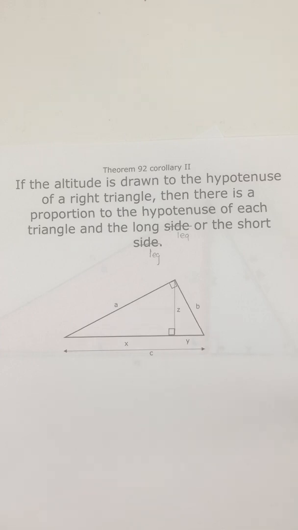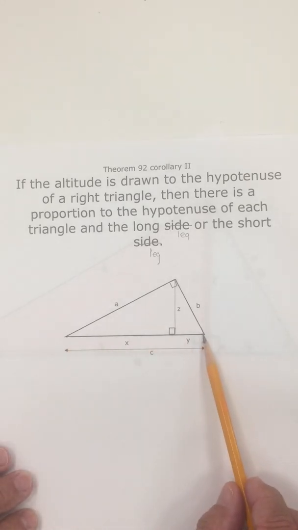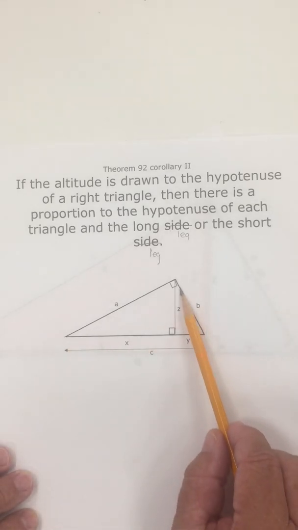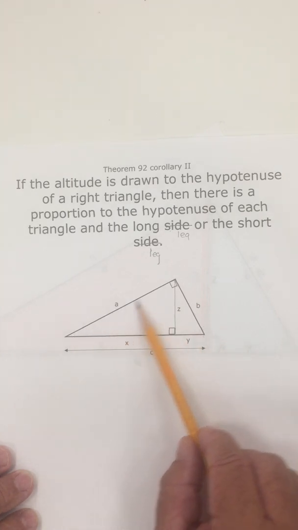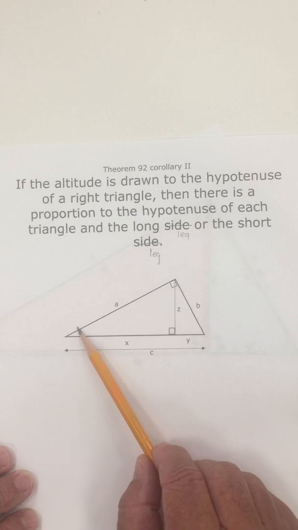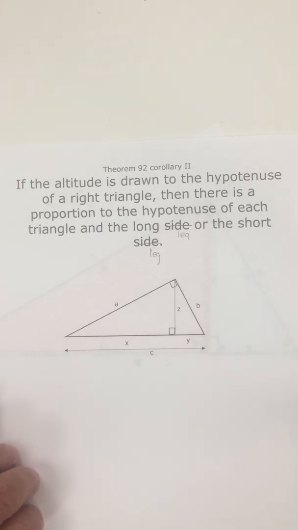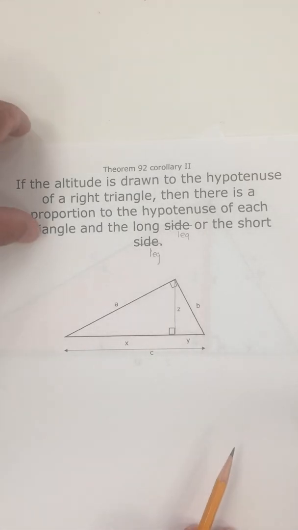And the definition in the book uses the word adjacent. If this is the hypotenuse of the big triangle, well, we see that the short side is adjacent to it, it's right next to it, and the long side is right next to the hypotenuse. So that's what they're saying. So we're seeing that there's still a relationship.